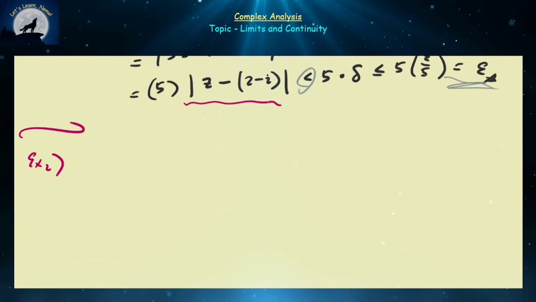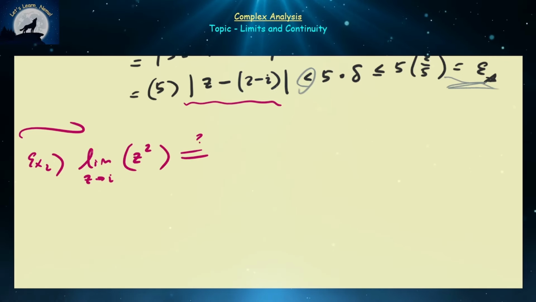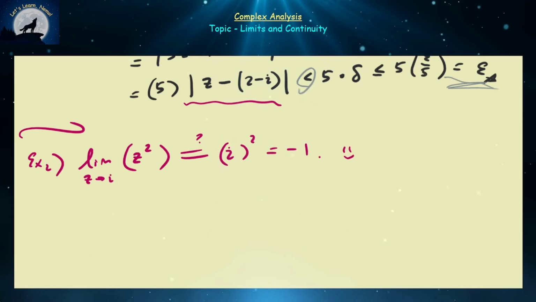Now let's do another example. For example, the limit as z approaches i of z squared. What do you think this is equal to? So question mark, maybe it's equal to i squared, which is equal to minus 1. So take a moment and pause this video and see if you can prove or disprove that this is indeed the limit of this particular function.